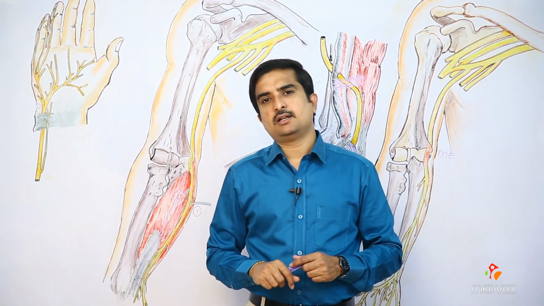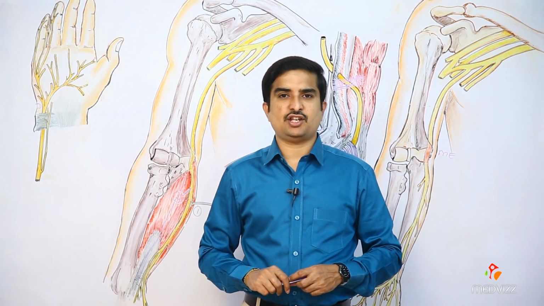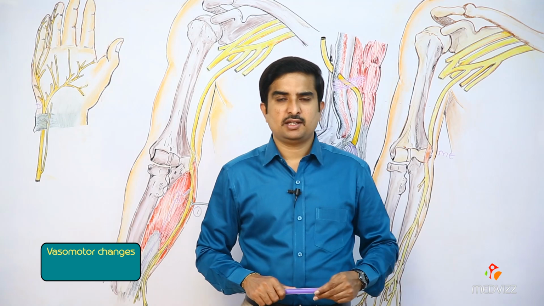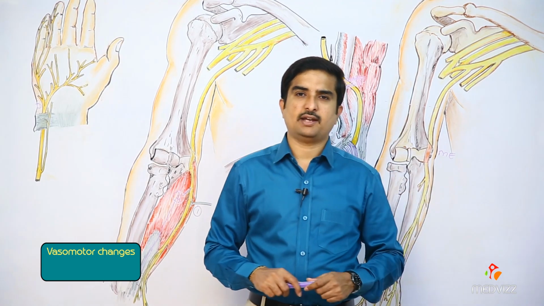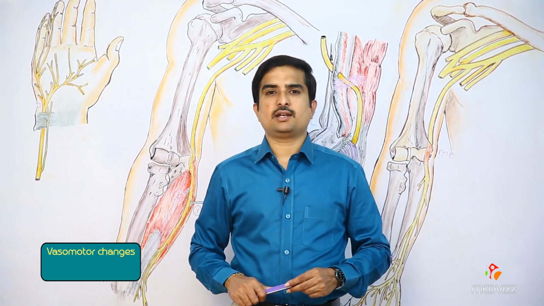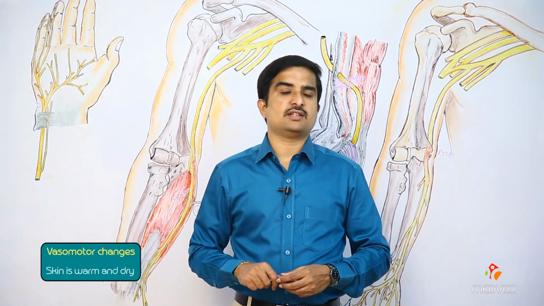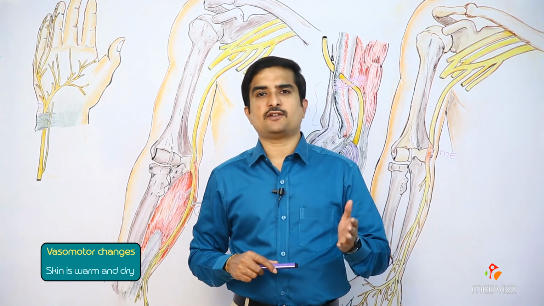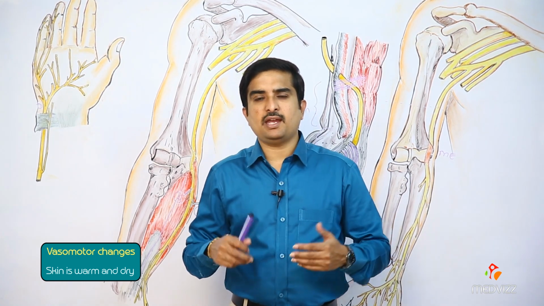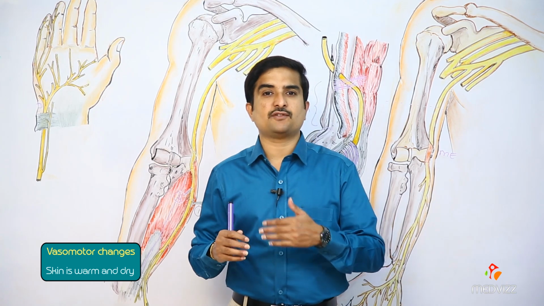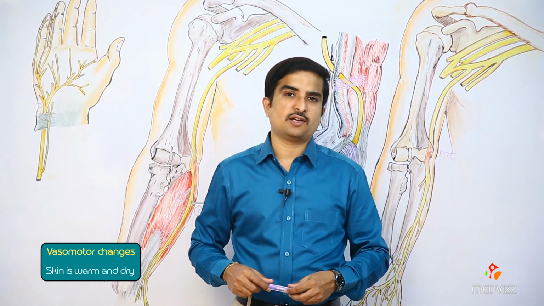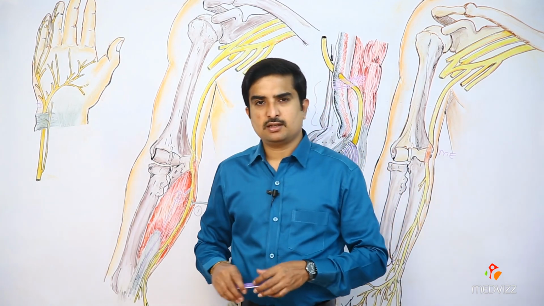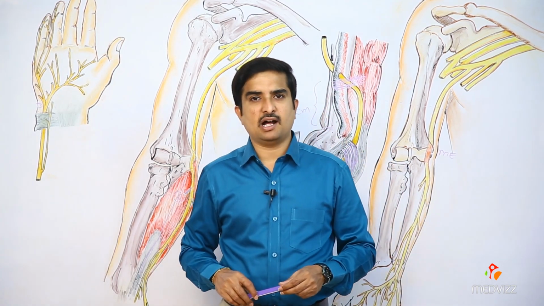So these are the muscular as well as sensory changes. Now, what are the vasomotor changes mainly seen if there is an injury to the ulnar nerve at the wrist? Skin areas with sensory loss are warm and dry, mainly because of loss of sympathetic innervation. So there will be arteriolar dilation and loss of sweating mainly because of loss of sympathetic supply. These are the changes seen in the area supplied by the ulnar nerve.